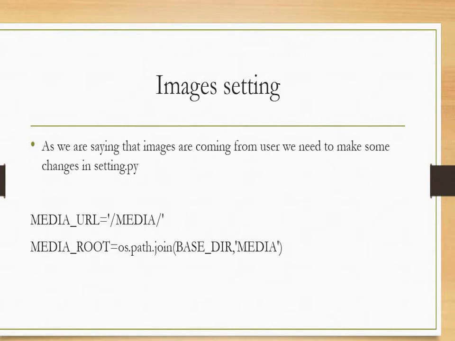Okay, once this is done, as we are saying that images are common for users, we need to make some changes in settings.py. In settings.py at the bottom, MEDIA_URL and MEDIA_ROOT equal to os.path.join(BASE_DIR, 'media'). The same as what we have worked with static. Here I am creating a media folder, and the media folder will tell me the base directory plus media.